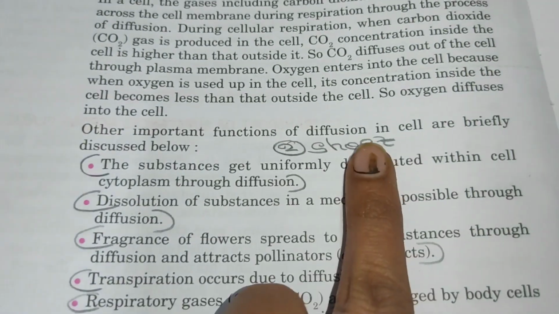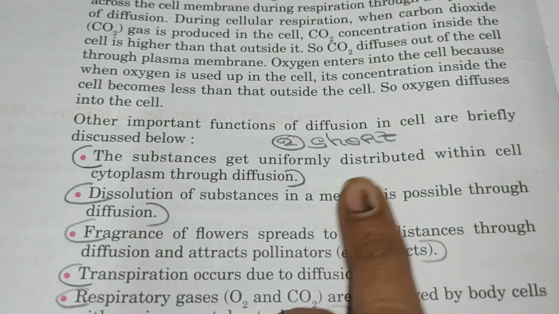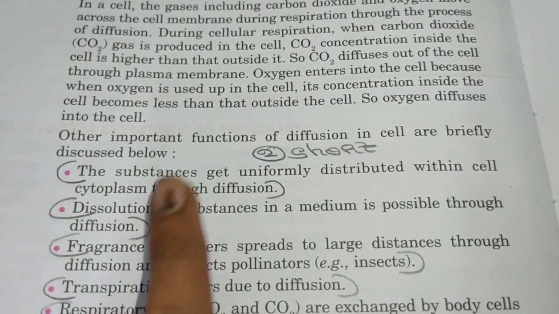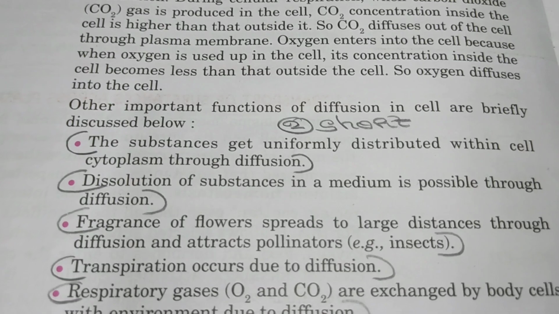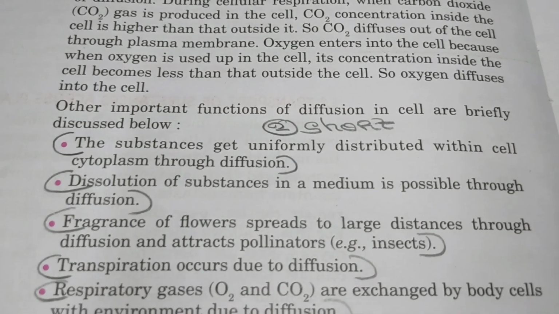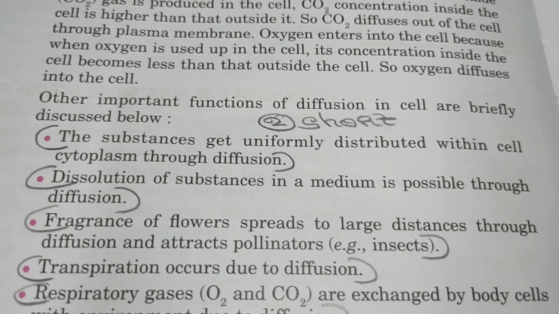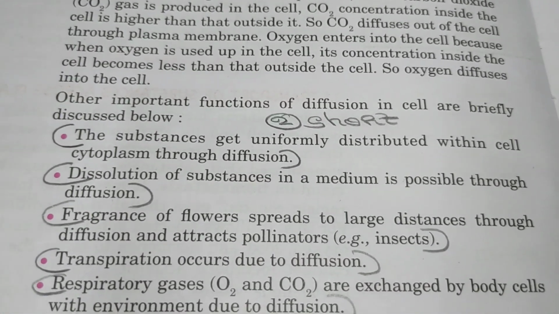Other important functions of diffusion in the cell are discussed below. The substances get uniformly distributed within the cytoplasm through diffusion. So what happens through diffusion? Because it moves from high concentration to low concentration, the substances will get uniformly distributed. Until it becomes the same concentration everywhere, it will keep diffusing.